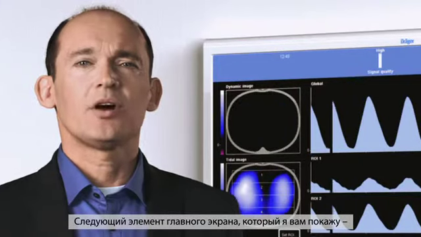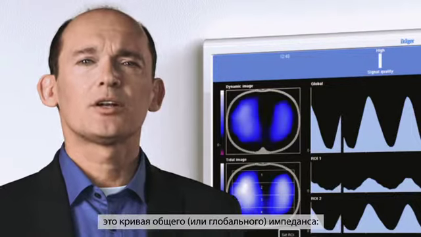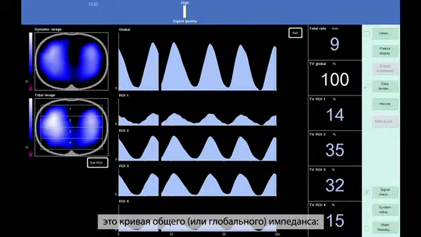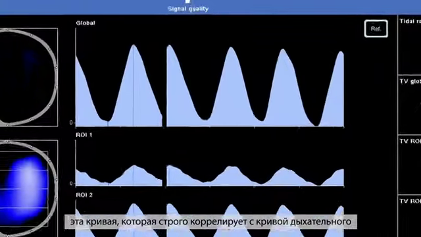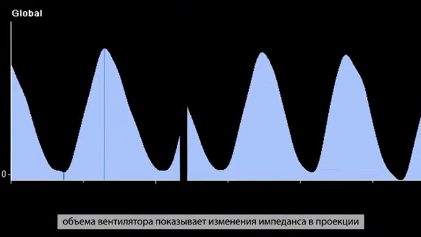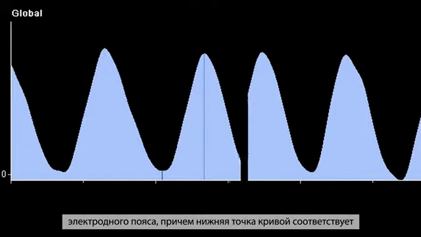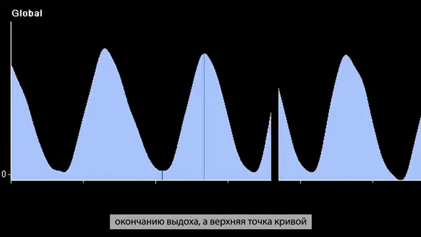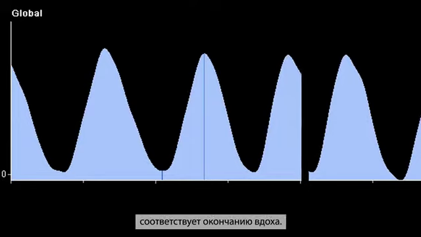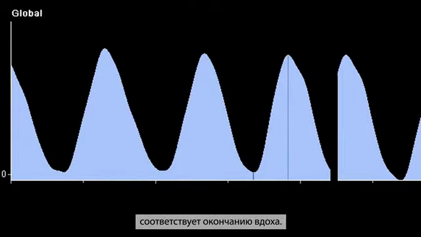The next element of the main view I will show you is the global impedance waveform. This waveform, bearing a strong correlation to a ventilator volume waveform, shows the impedance changes in the electrode plane. The lowest point corresponds to the end of expiration and the upper point corresponds to the end of inspiration.